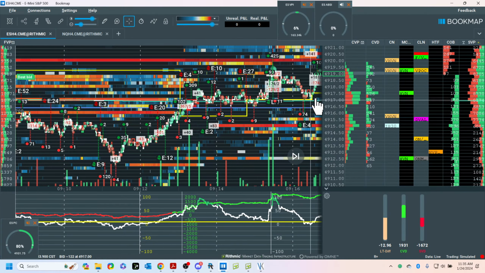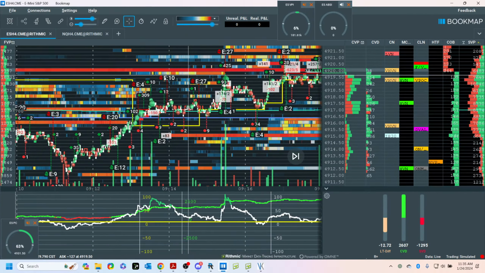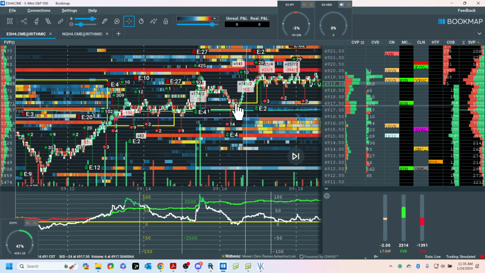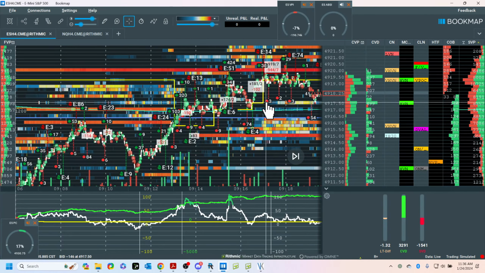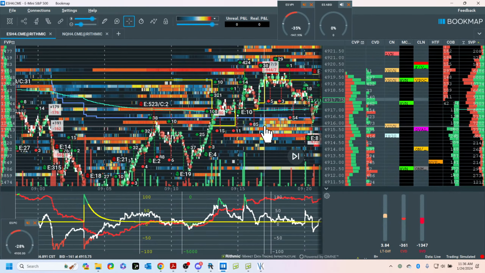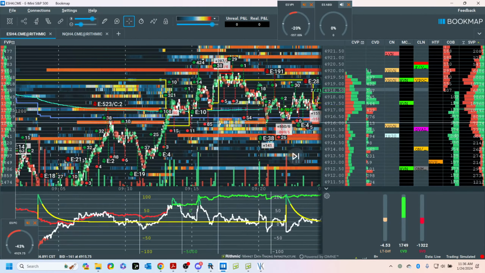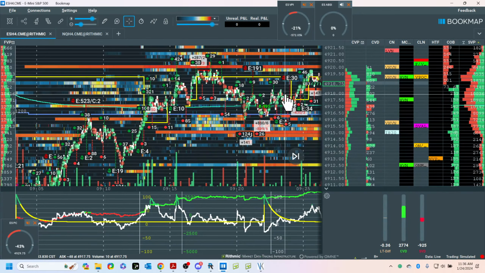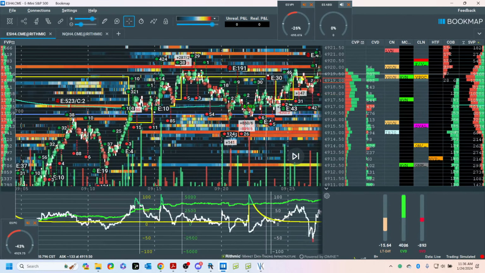VPOC migration. Another potential long in the trader lab. Obstacle is still here, and there's stops over here. Let's watch. VPOC migration. Long in the trader lab, to there. Long in the trader lab, to there. VPOC migration. Watch. Pullback. Test. VPOC migration. Resistance. Watch.